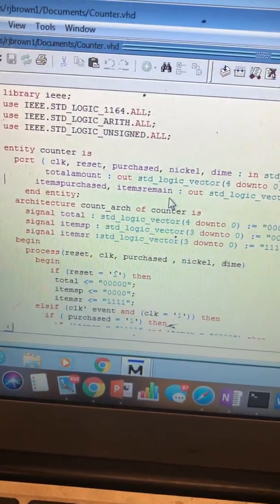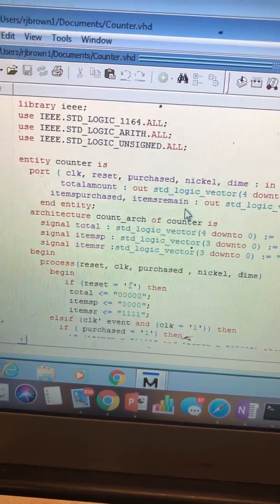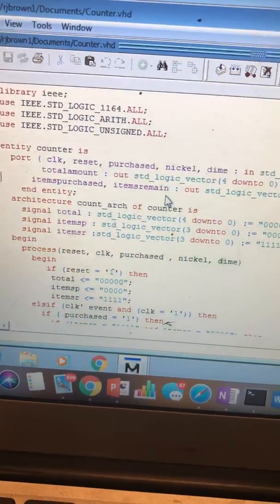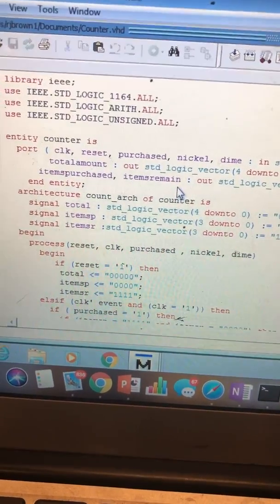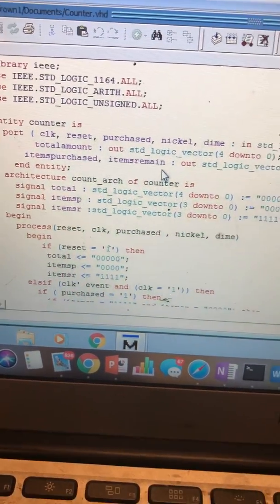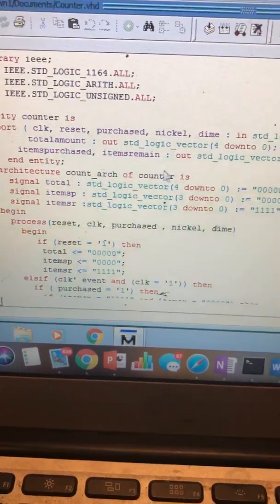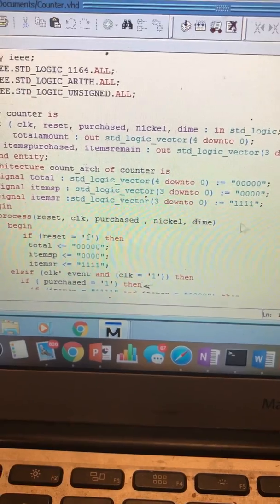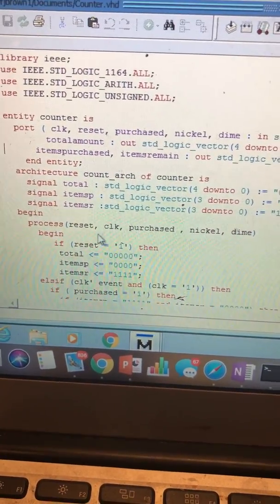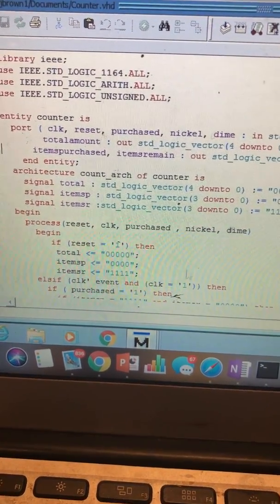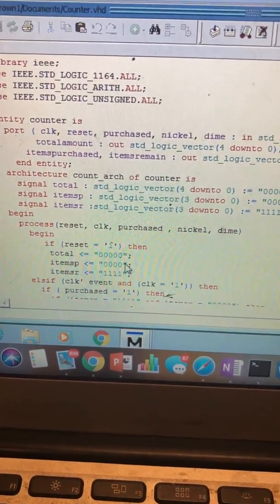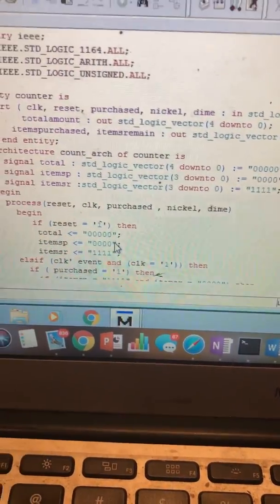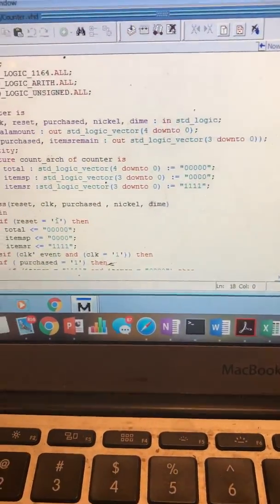So this is going to be our data path component, our counter, which is going to take into account the total amount of money in the vending machine, as well as the total items purchased and the total items remaining. It's important to note that our total items remaining is going to be set to 15, which is also going to happen when reset is equal to 1, because that just lets us know that our vending machine has been restocked. Our total items purchased will be 0, and our total amount in the vending machine will be 0.